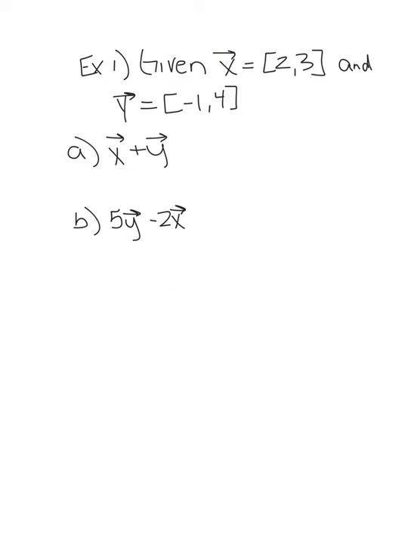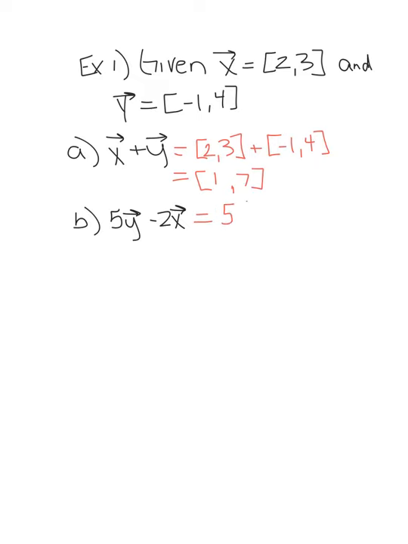On the last slide we went through a proof, and on this slide we're going to go through some specific examples. Given vector x equals 2, 3, and vector y equals negative 1, 4, they want us to find x plus y. So we can simply write these components in: 2, 3 plus negative 1, 4. When I add my x's, I get 2 plus negative 1, so 1, and then 3 plus 4, 7.